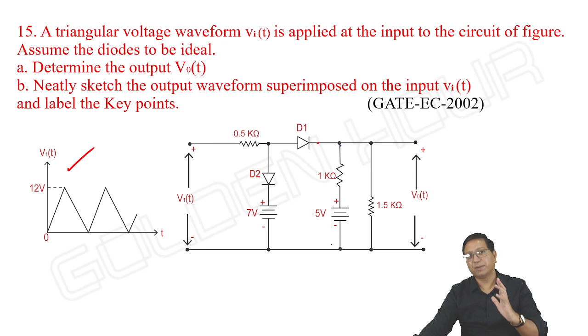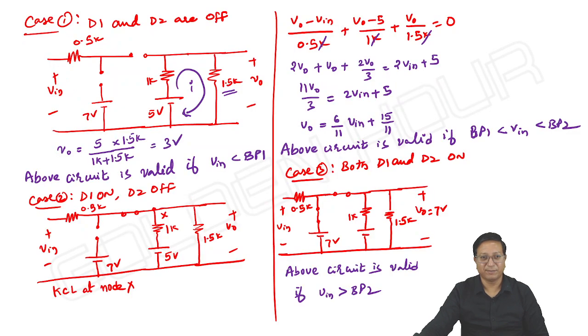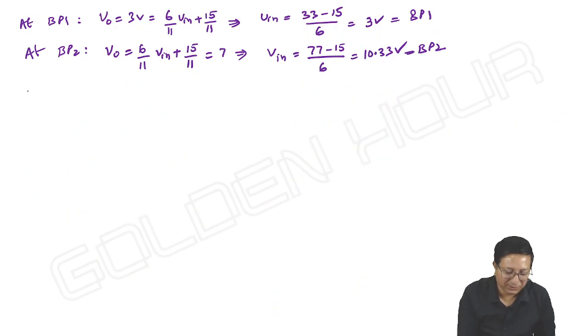It looks like breakpoint 1 should be 5, but it is not 5, it is 3. Let me take 4 volts or 5. Anything above the breakpoint I'm taking. Instead of 5, if I take 4, what happens here? Anyway, D2 is off. For all 4 volts, D1 should be on, right? I'm just trying to do some verification.